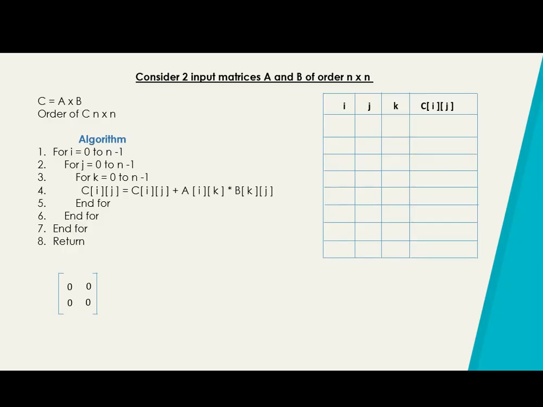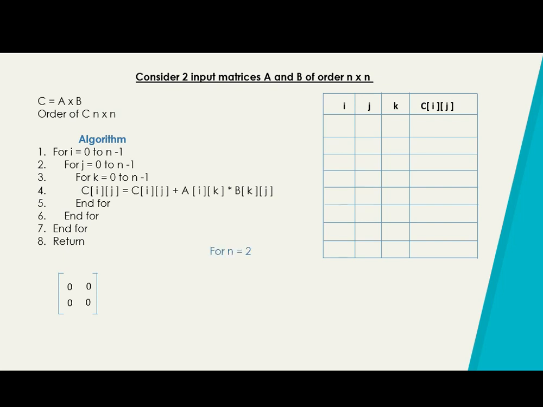Today we learn how to find O notation of multiplication of two matrices using tabular method. Before we begin, we will see what is happening in this algorithm. This algorithm is for two matrices of n by n order which are being multiplied. Let's take the value of n to be 2.